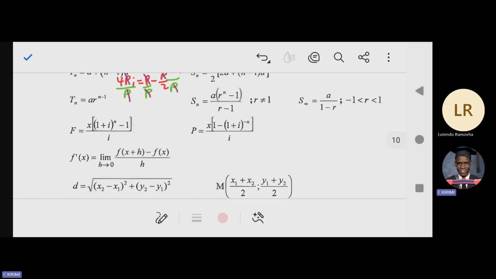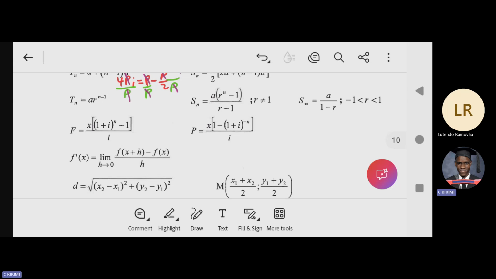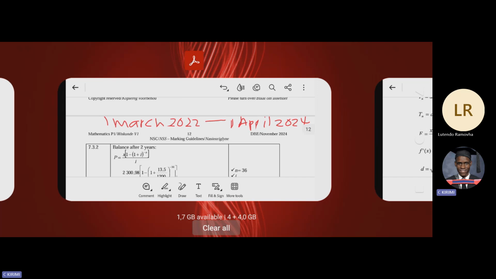So that's what we are doing. Now we have our formula. You can even know it by heart. It's not difficult to know that one. Everything is just the denominator i. Okay. So let's go back to where I'm explaining.